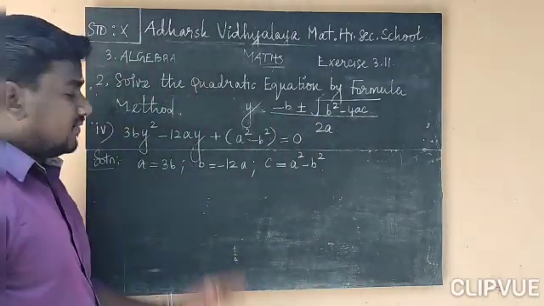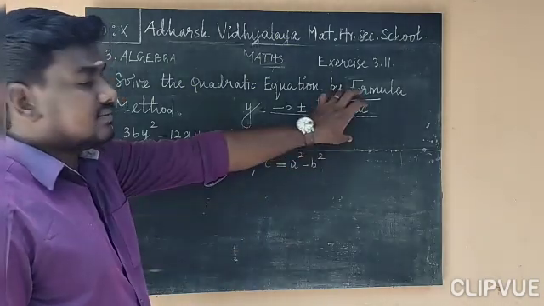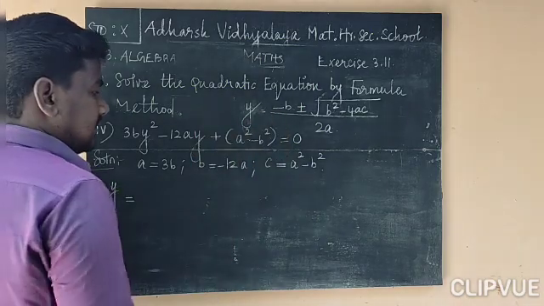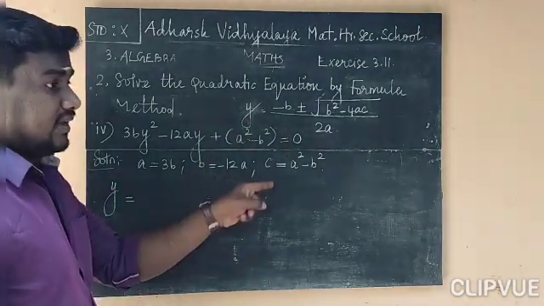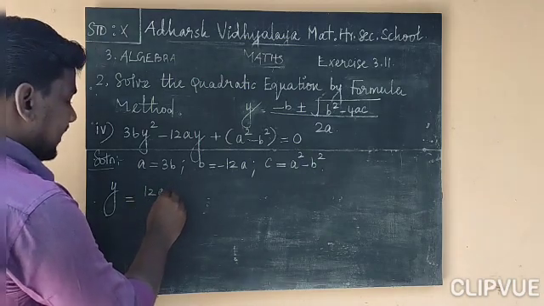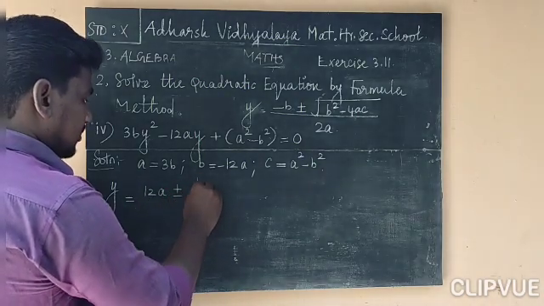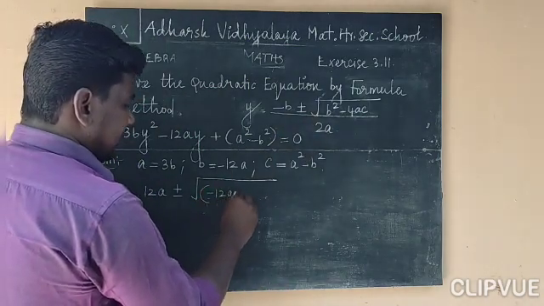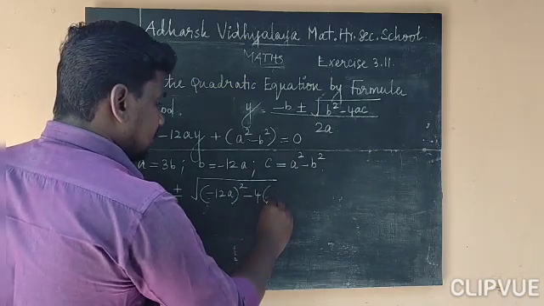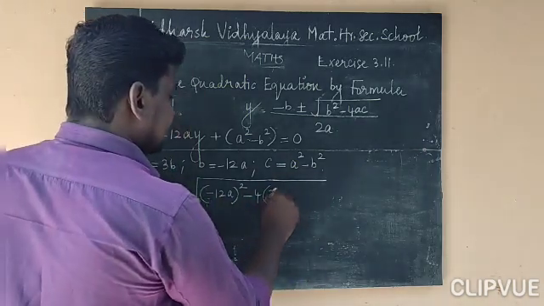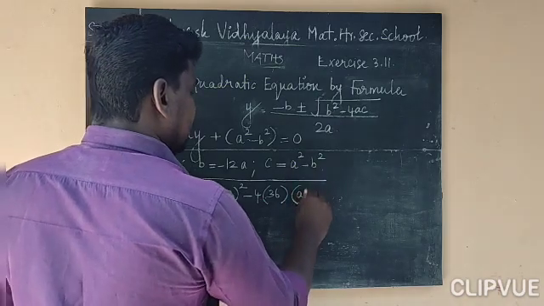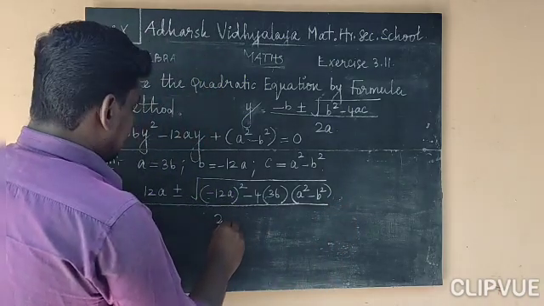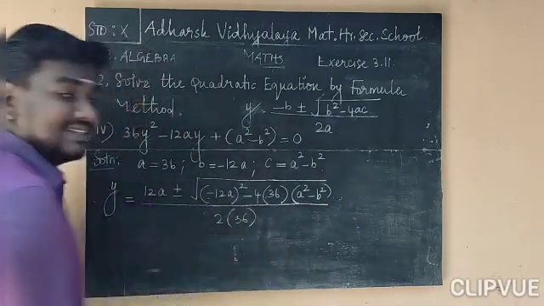So we are going to replace the values of a, b and c in this formula. So y is equal to minus b, where b is 12a, so minus 12a. Minus into minus is plus 12a, plus or minus root of b square, that is minus 12a the whole square, minus 4 into a value 36 into c value a square minus b square, whole divided by 2 into a, 2 into 36.